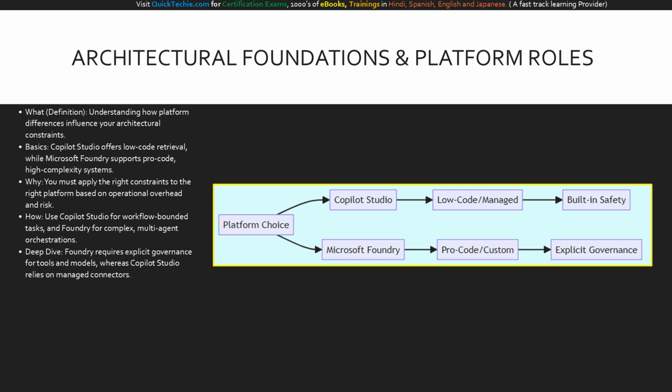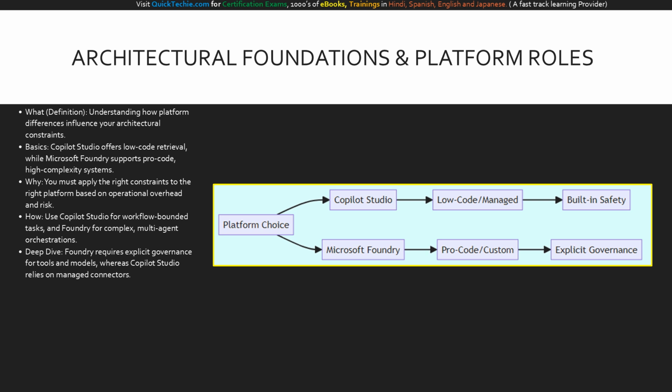Starting on the left with platform choice, we see a split into two distinct pathways. The top path leads to Copilot Studio, which subsequently maps to a low-code/managed environment. Because it is highly managed, it naturally terminates at built-in safety, meaning the platform itself handles many of the baseline constraints. Conversely, the bottom path takes us to Microsoft Foundry.